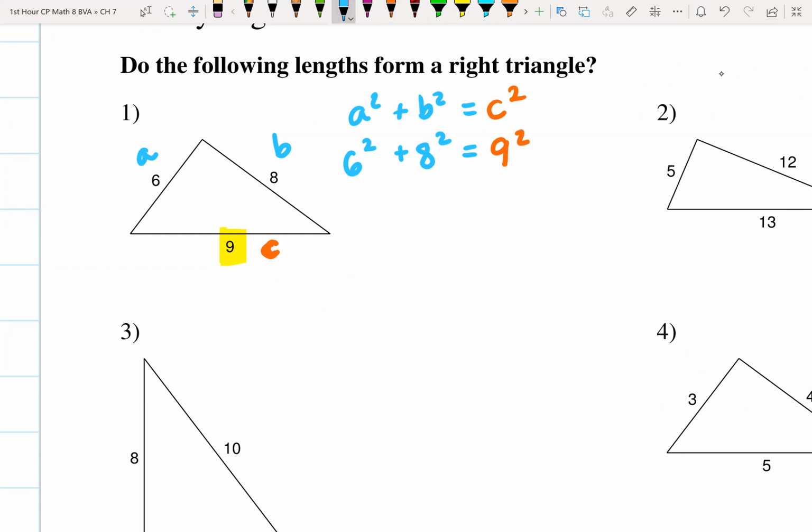And let's calculate. It's 36 plus 64. Does that equal 9 squared, which is 81? Well, that adds up to 100. And that is definitely not equal to 81. So this would not be a right triangle.